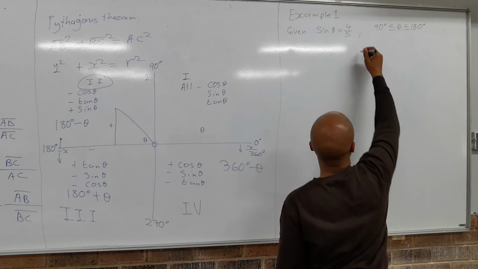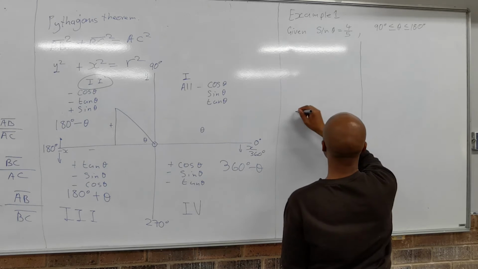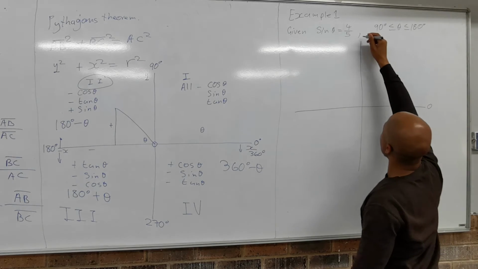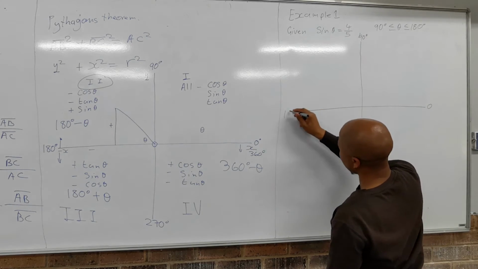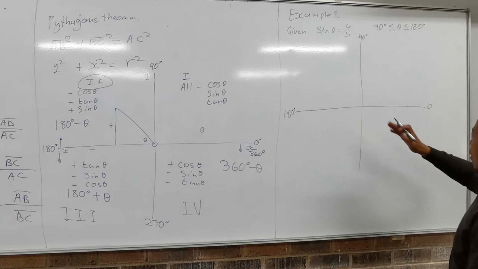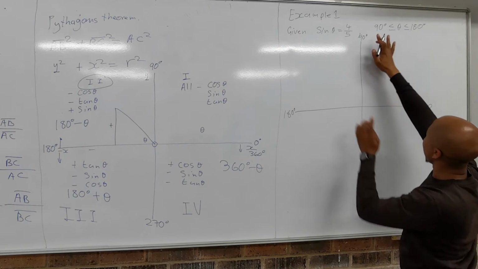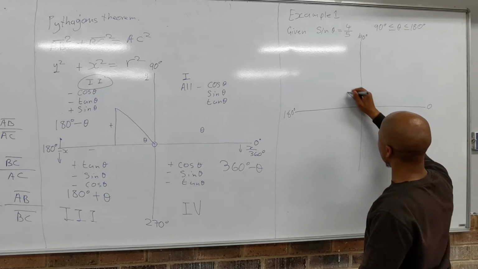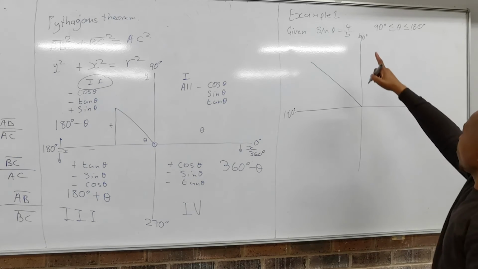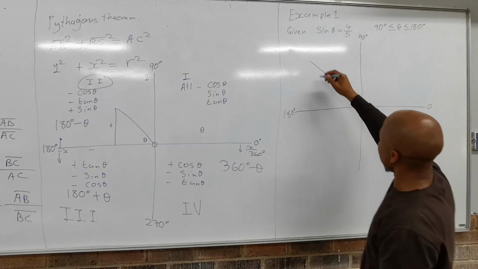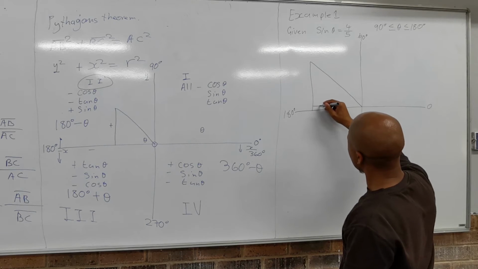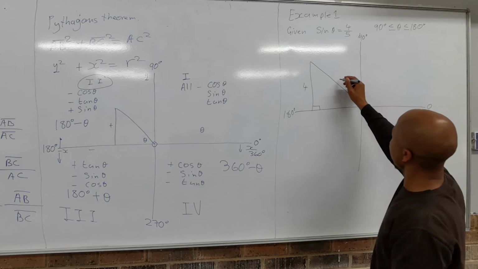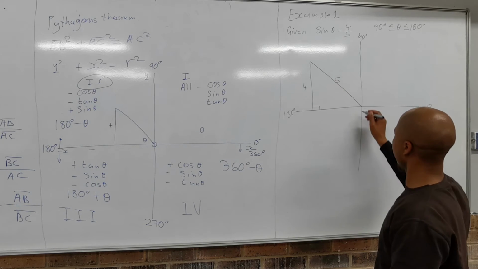This is what we are going to do. We are going to illustrate this by drawing it like that. So, this is 90 degrees, and this is 180 degrees. That means now it's between 90 and 180 as given by the example. So now, the opposite side is equivalent to 4. The hypotenuse is equivalent to 5.